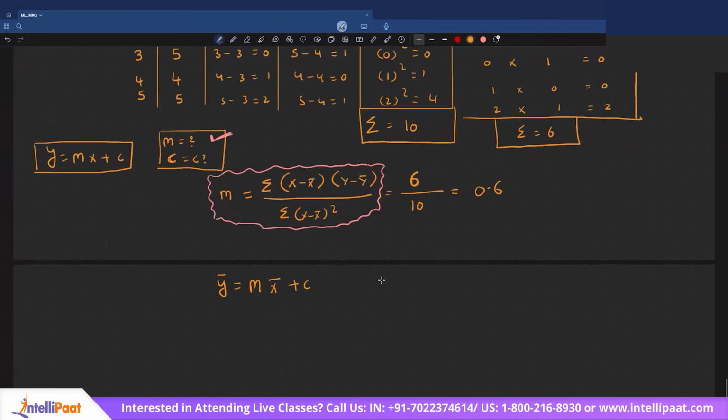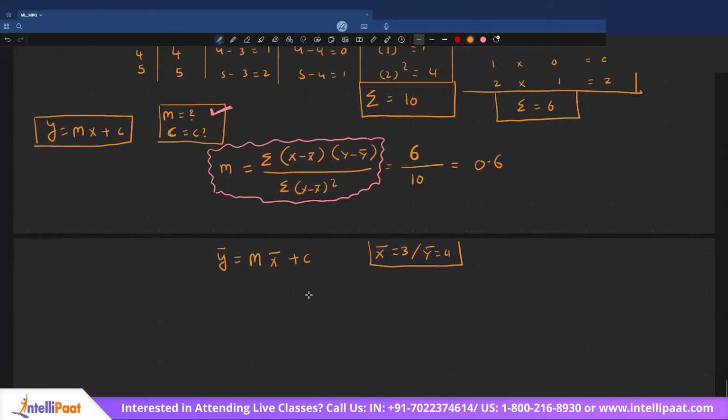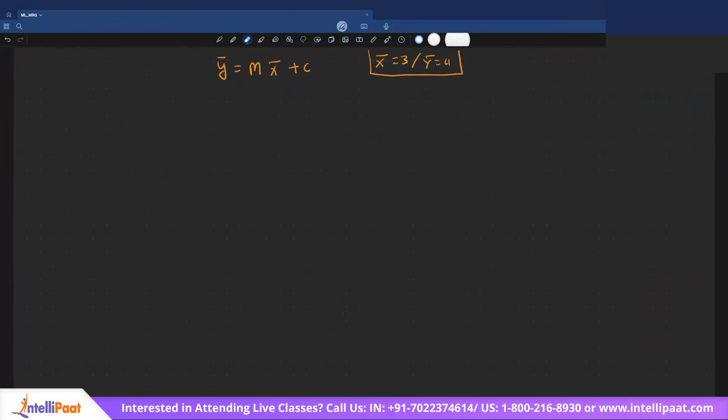What is the value of x bar? X bar is equal to 3 and y bar is equal to 4. Yes or no? So you have this equation called y bar is equal to m x bar plus c. To calculate the slope of any line, mathematically, you have to calculate the delta, the difference. Meaning, if you have a line here, this difference in y and this difference in x will help you calculate this.